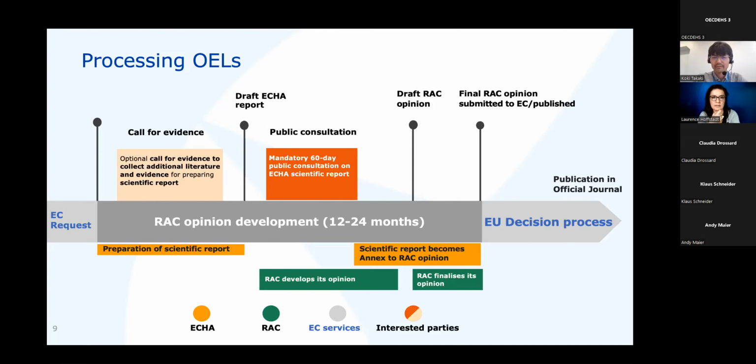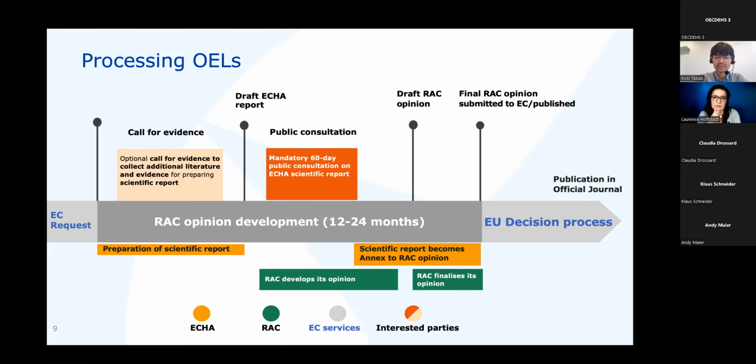That is for transparency and information to the outside world, while we also start discussing with the rapporteur appointed by the RAC. At the end of the 60 days, we may amend our report based on the comments or any information we've received during the consultation, and we inform the RAC rapporteur, who can then also finalize his or her opinion and prepare for the RAC meeting.